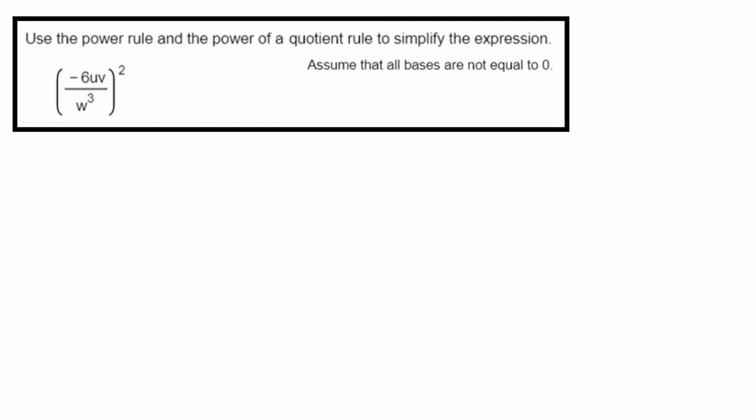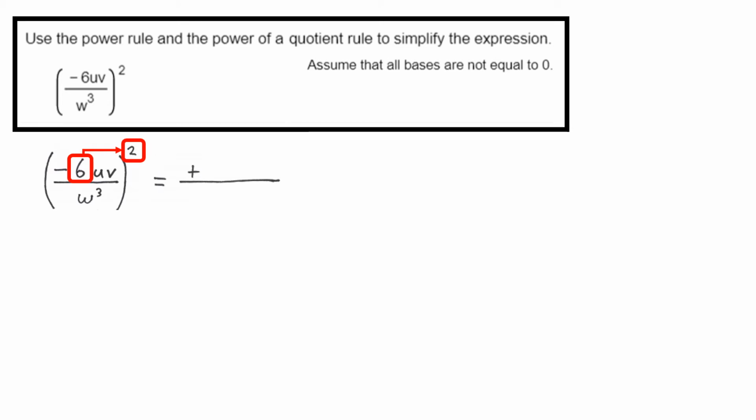Use the power rule and the power of a quotient rule to simplify the expression. To raise a fraction to a power, we need to raise everything in the numerator to that power and everything in the denominator to that power. We start by looking at the negative, and it's being squared. A negative times a negative is a positive.